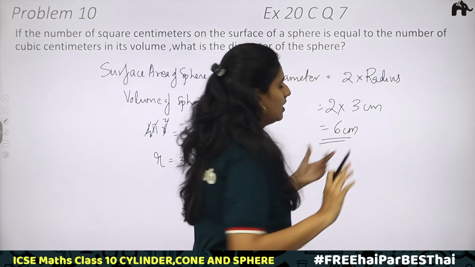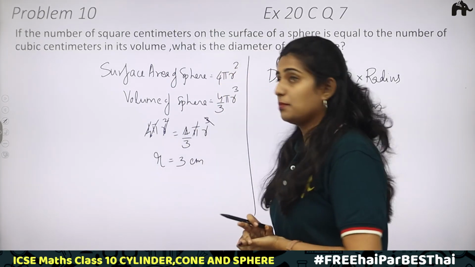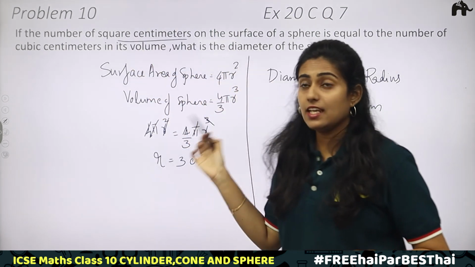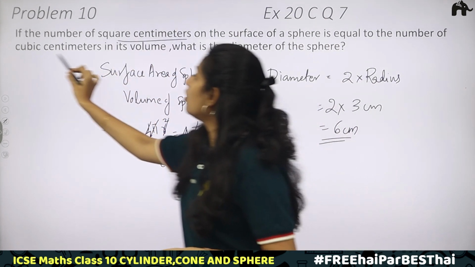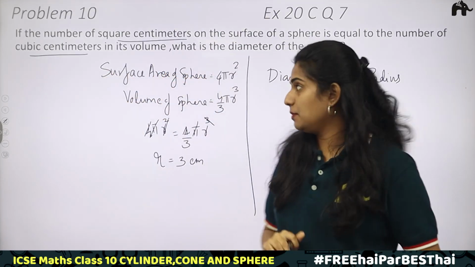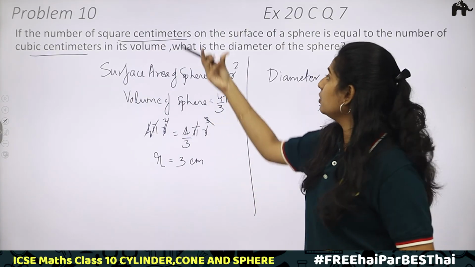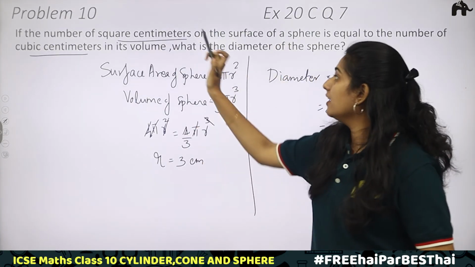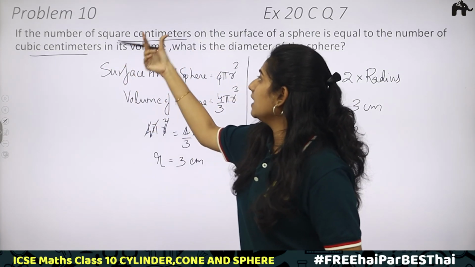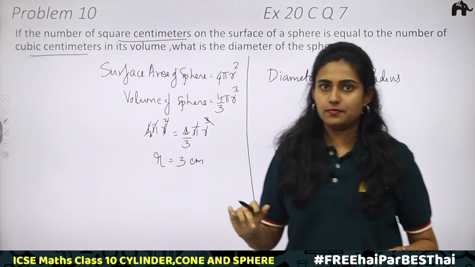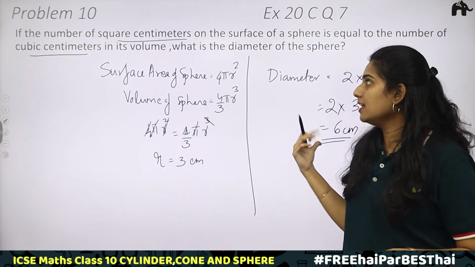So why have I taken the unit centimeter, why not meters? Because in the question it is given square centimeters. Area is in square centimeters and volume is in cubic centimeters. So the unit should be centimeter. Even though we don't have any values in the question, the units you have to keep in mind. Here area is in square centimeters and volume is in cubic centimeters. Clear? So we have determined the diameter.